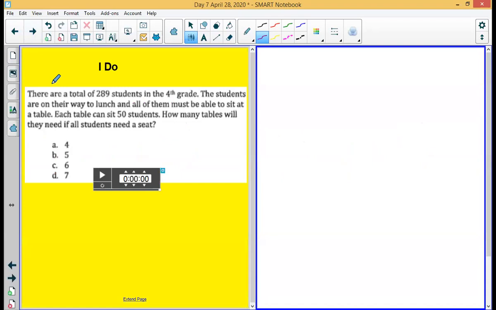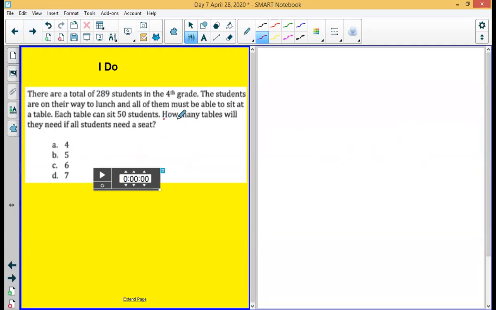There are a total of 289 students in the fourth grade. The students are on their way to lunch and all of them must be able to sit at a table. Each table can sit 50 students. How many tables will be needed if all students need a seat? So my big question is, how many tables will they need if all students need a seat?